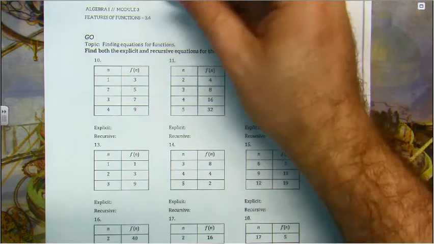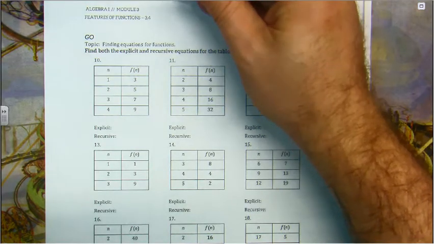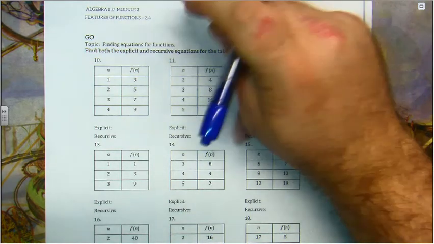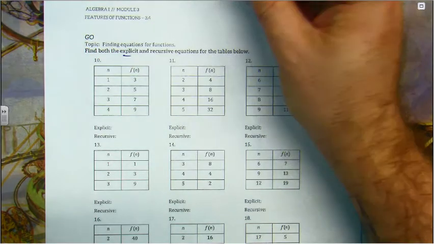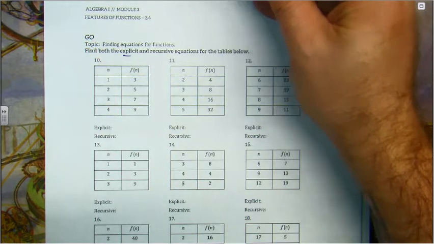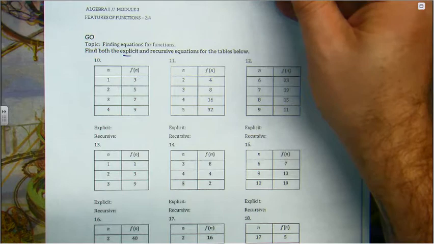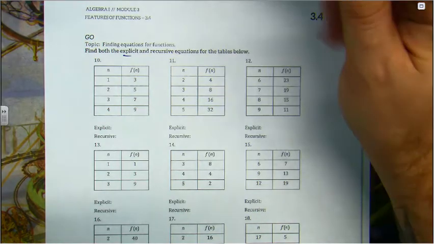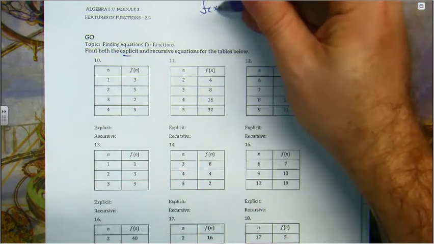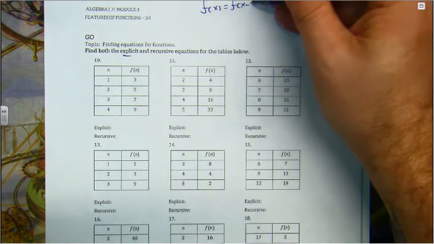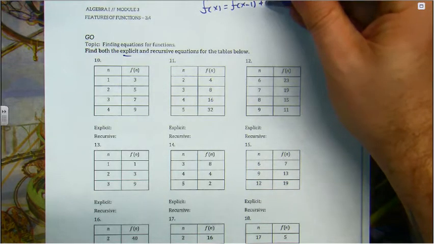for an arithmetic, or in this case linear, explicit would be f of x equals n sub 0 plus our common difference times x. Recursive would be f of x equals f of x minus 1, and then plus our common difference.